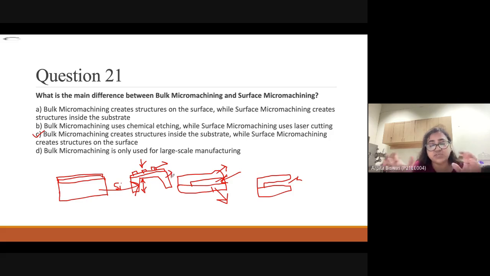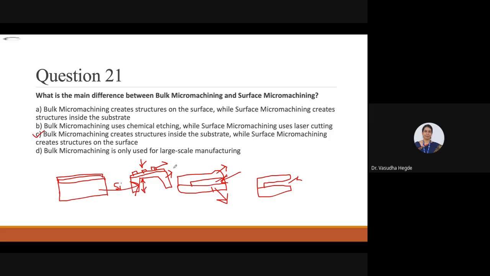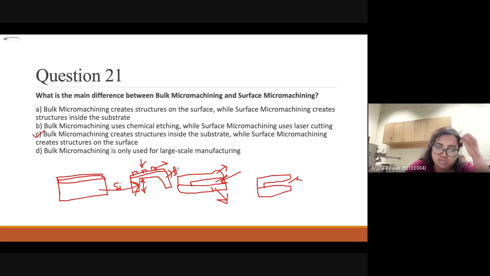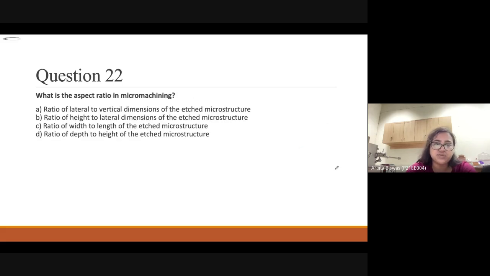Now it is clear what the main difference between bulk and surface is. This is called bulk and this is called surface micro machining. Okay. So next we are moving toward question number 22.